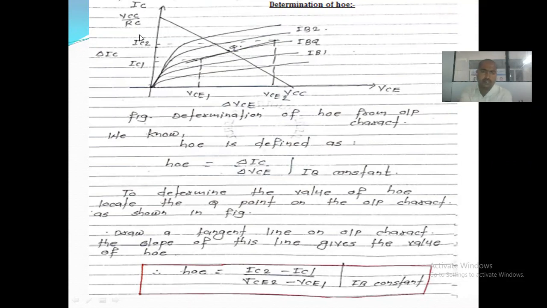So see, we know that HOE indicates that it is the ratio of I upon V. I indicates current, right? So it is the ratio of I upon V, indicating that this relates to the output. That's why I2, or it should be called IC. So it is the ratio of IC versus VCE.